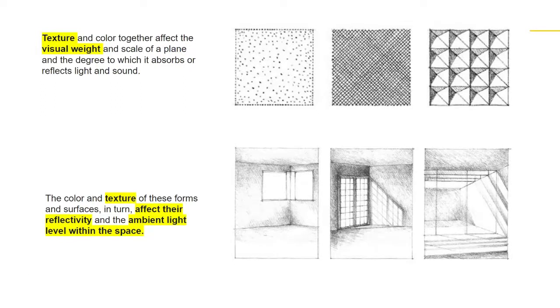Texture and color together affect the visual weight and the scale of a plane and the degree to which it absorbs or reflects light and sound. This is very prevalent in interiors, in which we play on the varying degrees of texture and utilize it through forms, patterns, and materials. The color and texture of these forms and surfaces affect the reflectivity and the ambient light level within the space.